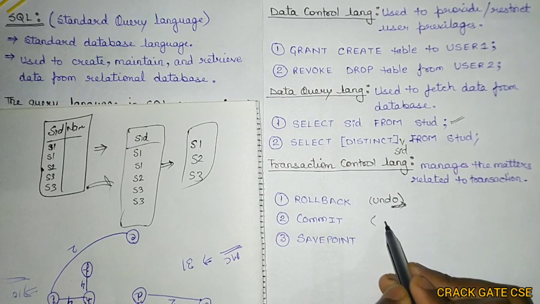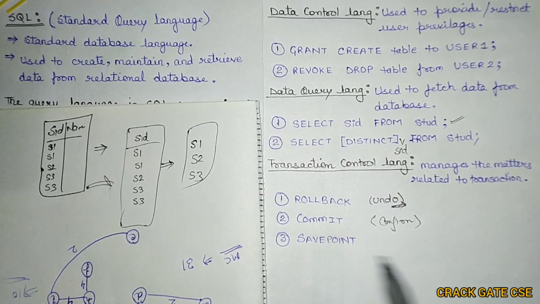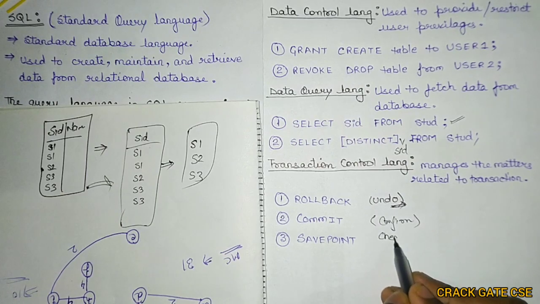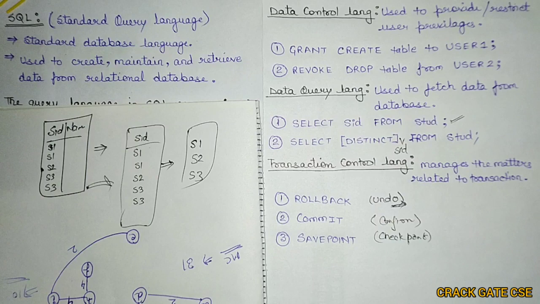What is COMMIT? Commit is confirm. That means if a transaction is completed, then it will commit. It will make all the changes in the database when the transaction is completed. SAVEPOINT works as a checkpoint. You can understand savepoint by the example of downloading. Whenever you are downloading a particular file from the internet, sometimes the download suddenly stops in between, and whenever you resume it, it will start from that particular place only. So that is the savepoint.